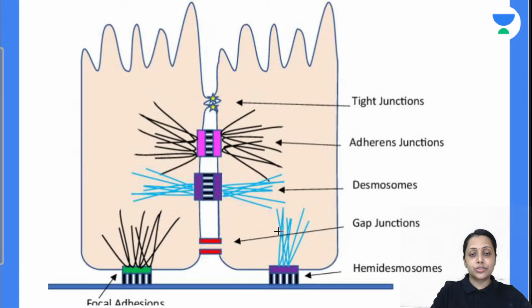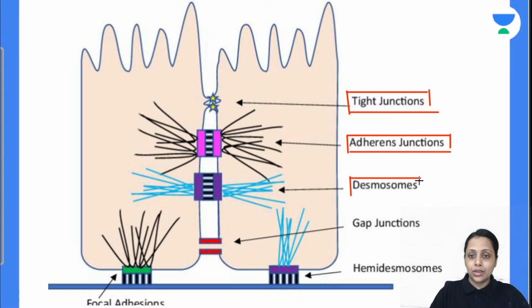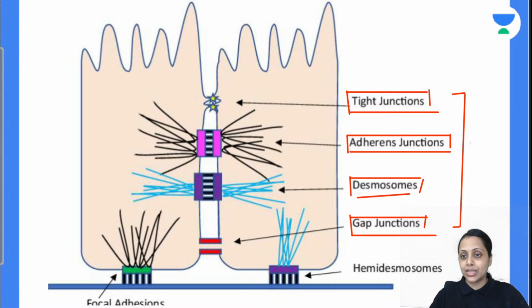So, moving to the different types of junction, we have the tight junction, zona occludens, zona adherens. We have the desmosome. We have the gap junction. So in the diagram, what we are all seeing, these four are intercellular junctions. They are present between the two cells.